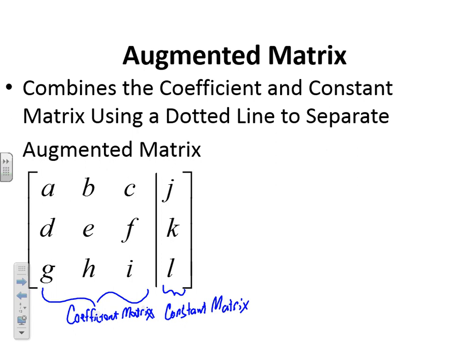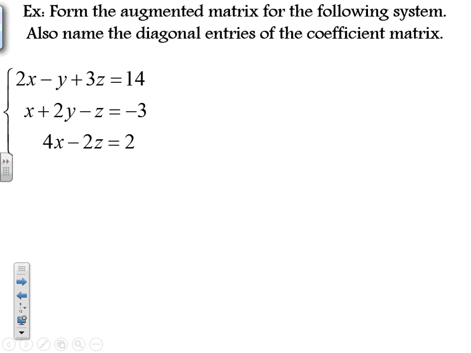Now, we are going to be creating these types of matrices so that we can try solving them, or maybe writing the equations from the matrix to what the system would be that generated it, and go from there. So in this example, what we're being asked to do is form an augmented matrix for this particular system and name the diagonal entries. All right, so let's go ahead and just start with the matrix.